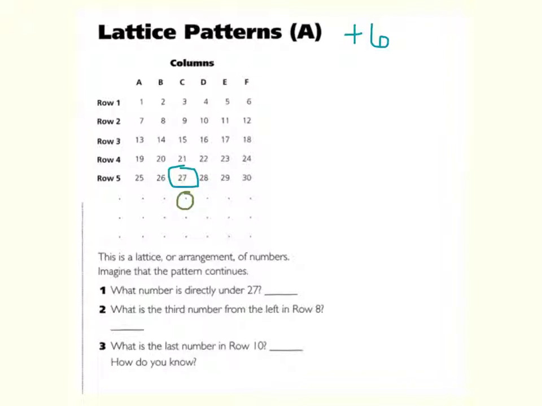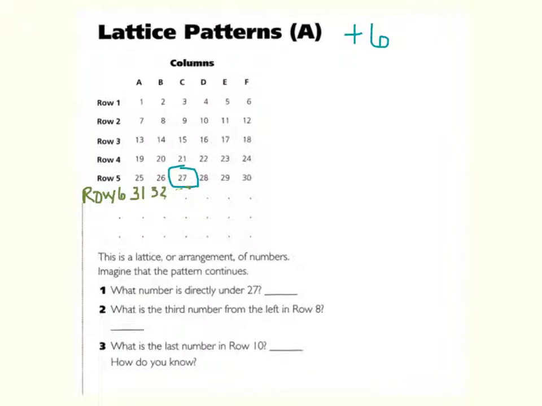There's a couple of ways we could do it. We could simply keep counting. It's close enough to the row above it that we could say row 5 ends in 30. Therefore, this is 31. This one would be 32. And this number directly under 27 would be 33.